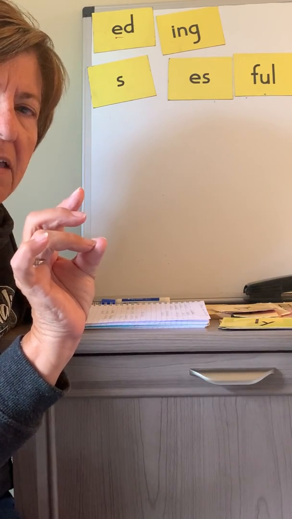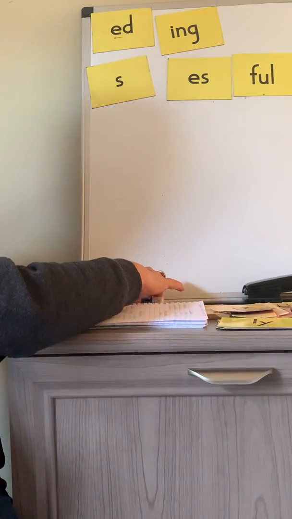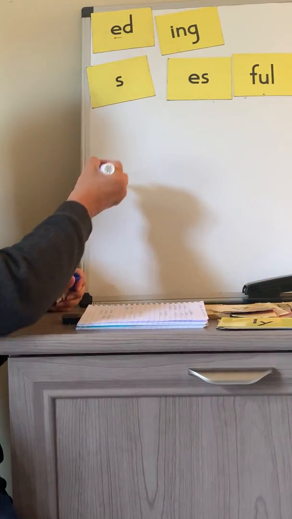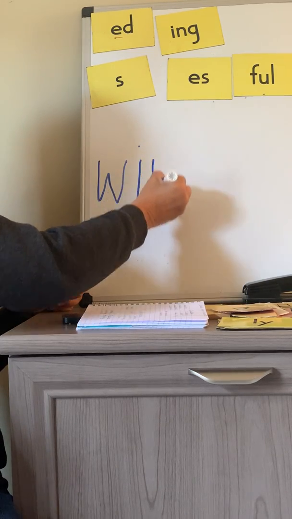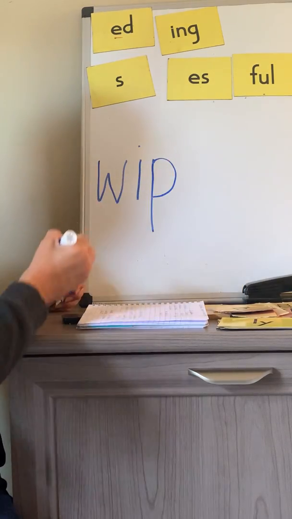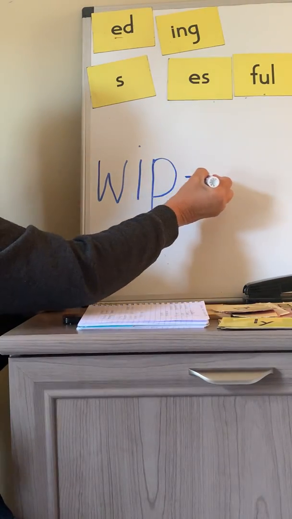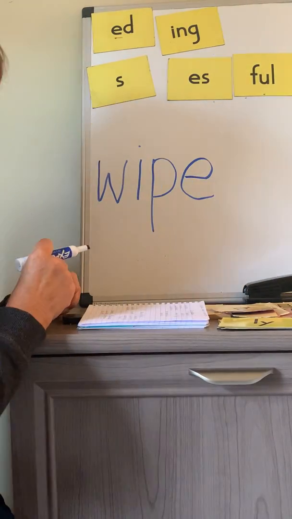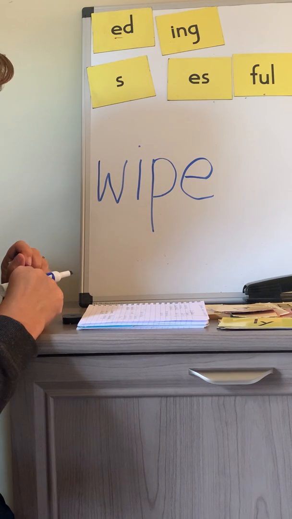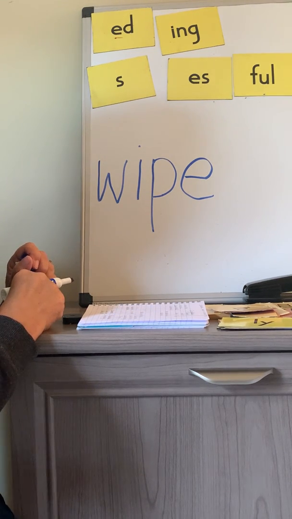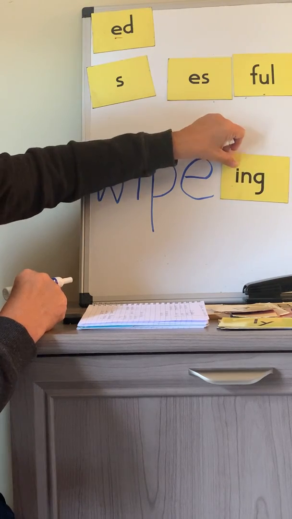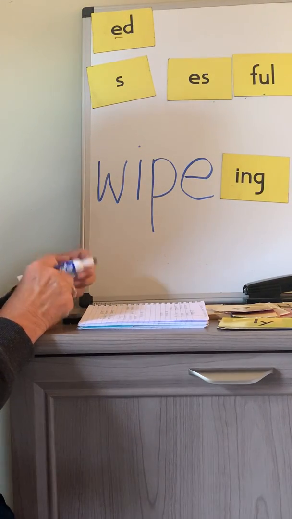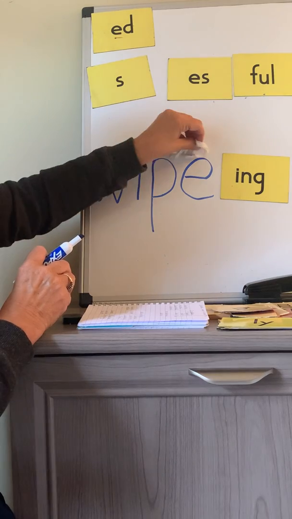W-I-P. That's not wipe. It needs an E on the end. Wipe. How do I make it wiping? Ooh, that doesn't work. I need to take the E off.